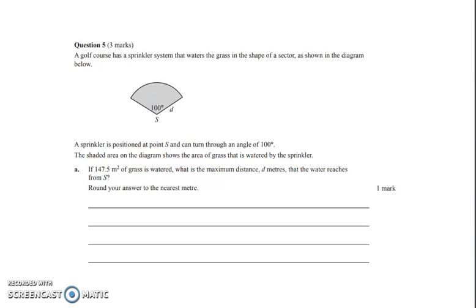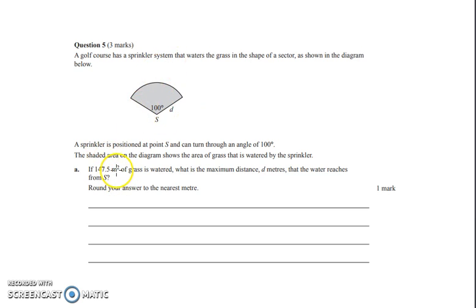Hi there, this is a question from 2016 Exam 2, question 5 in the Geometry and Trigonometry section. A golf course has a sprinkler system that waters the grass in the shape of a sector, as shown in the diagram below. So we've got our shape here. A sprinkler is positioned at point S and can turn 100 degrees. The shaded area on the diagram is the area the grass is watered by the sprinkler.